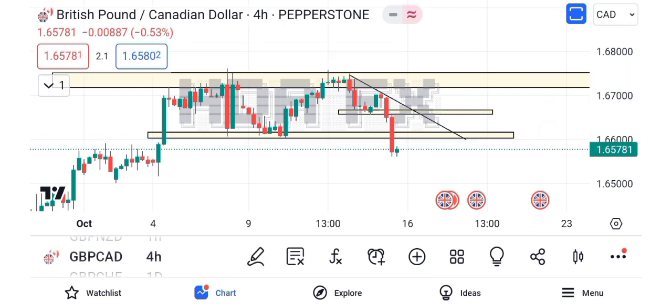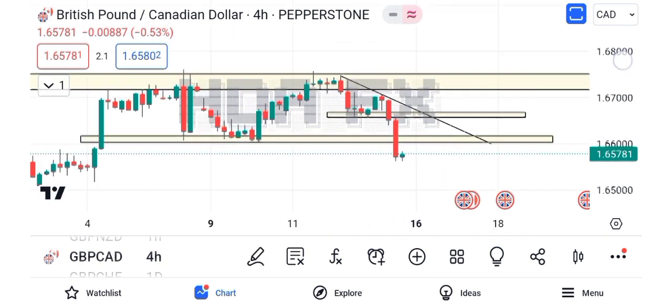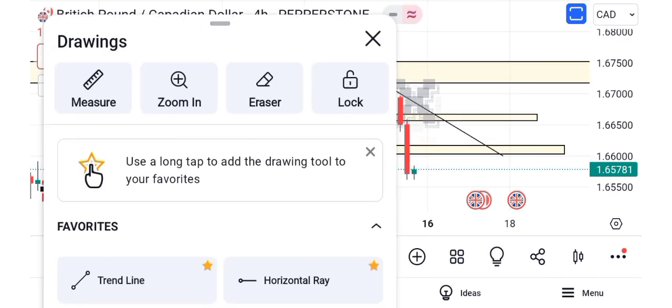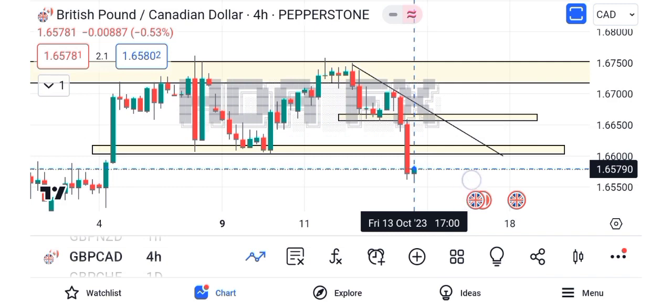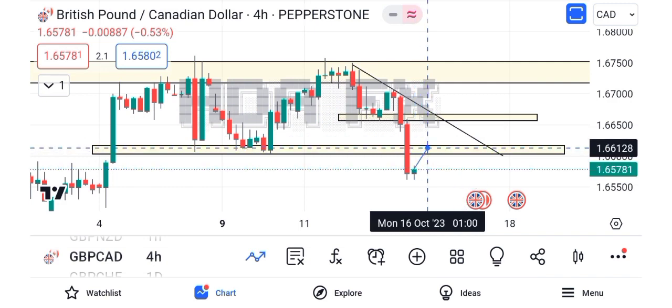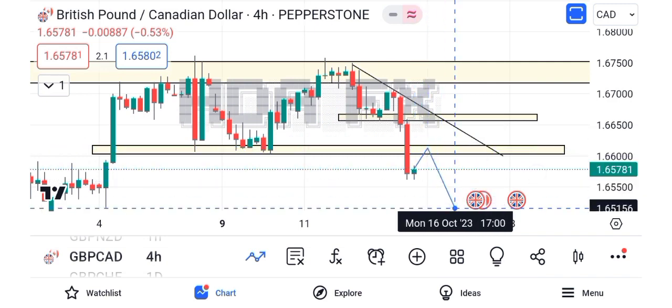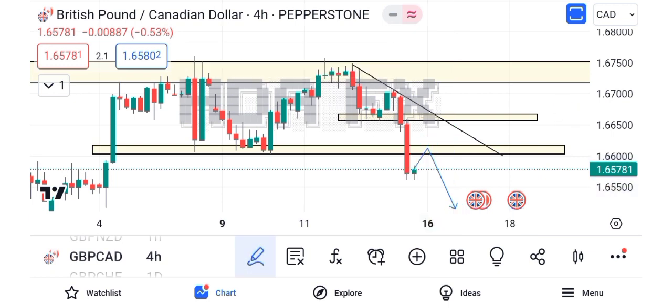So now this is what I want to see on GBP/CAD. I'm bearish this coming week on GBP/CAD. So I want to see price retest this zone here, then look for selling confirming candles, or the market can do anything it likes.